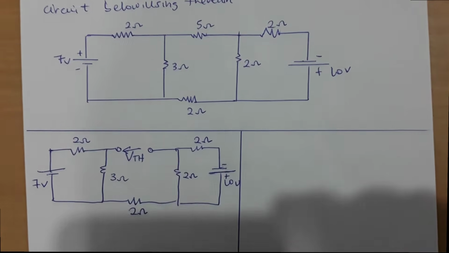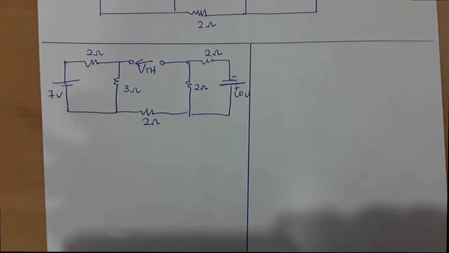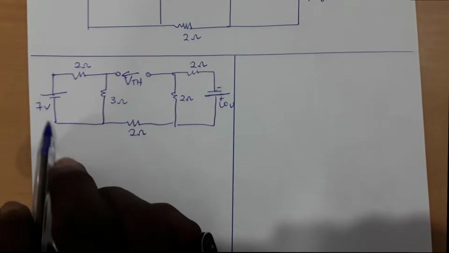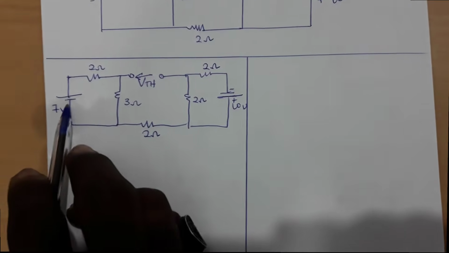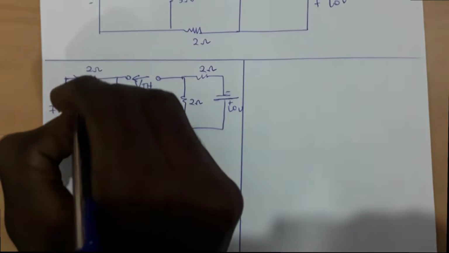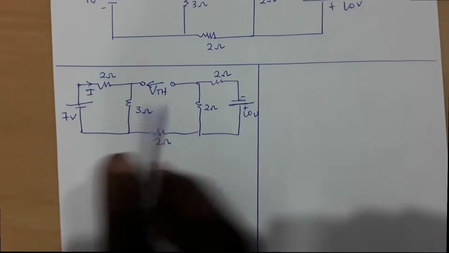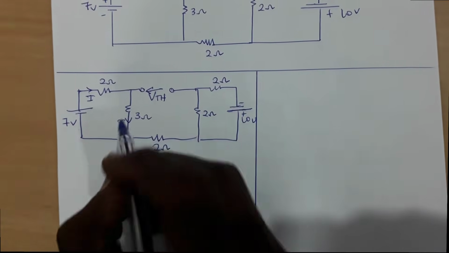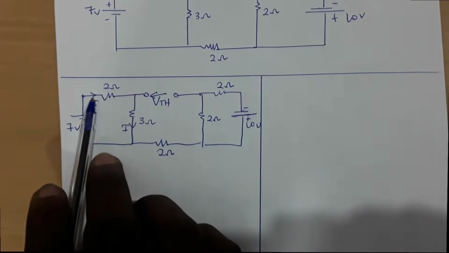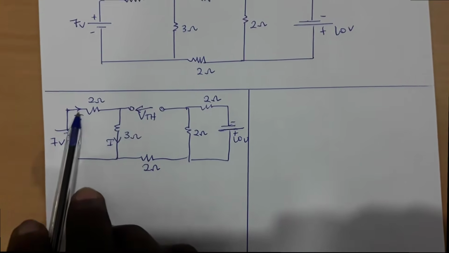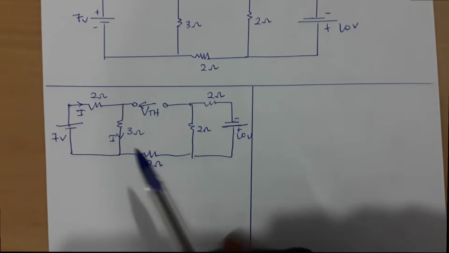Let's move this direction. So before we can find VTH, we have to use KVL to find it. So let's say this voltage source will produce a current, let's say I, and this I is the same current that will flow through this 3 ohm. Why? Because here is open and this current won't even go here, so it will just flow through the 2 ohm and the 3 ohm like this.